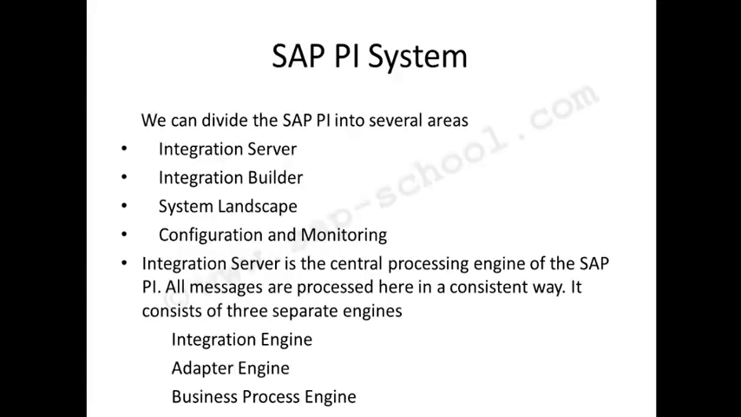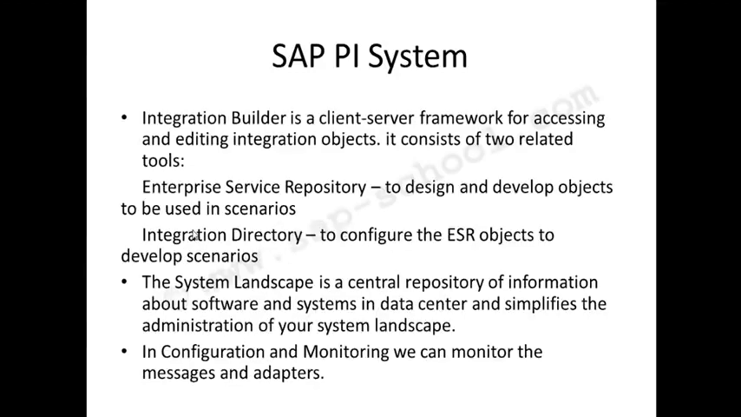Now the SAP PI system can be classified into several areas. The first one is the integration server. The integration server is the central processing engine of my SAP PI. All the processes and all the messages which we exchange between different systems are processed in the integration server. It can be further divided into three separate engines, that is the integration engine, adapter engine and the business process engine.